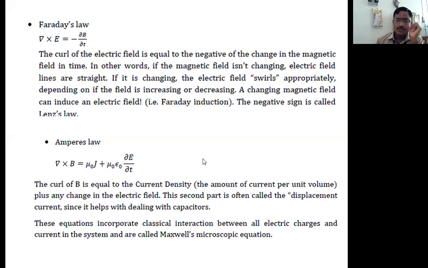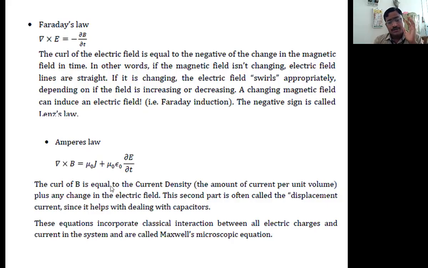Now the next law is Ampere's law, along with Maxwell's correction, of course. Curl B is equal to mu 0 j plus mu 0 epsilon 0 dou E by dou t. This is Maxwell's fourth equation. The curl of B is equal to the current density plus any change in the electric field. Very simple. And this second term is often termed displacement current, since it helps in dealing with capacitors. Charging, discharging जे बोलतो आपण capacitors तिथं आहे.